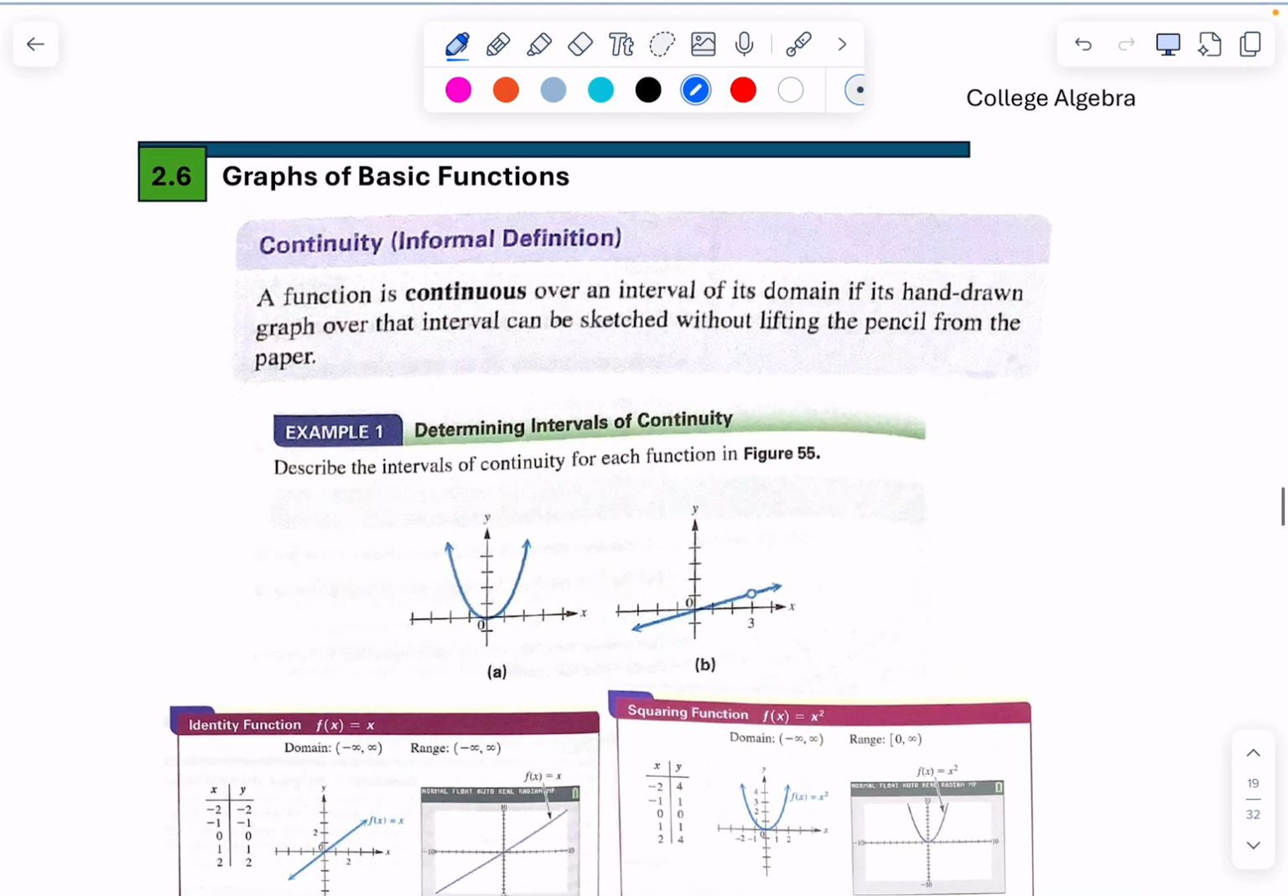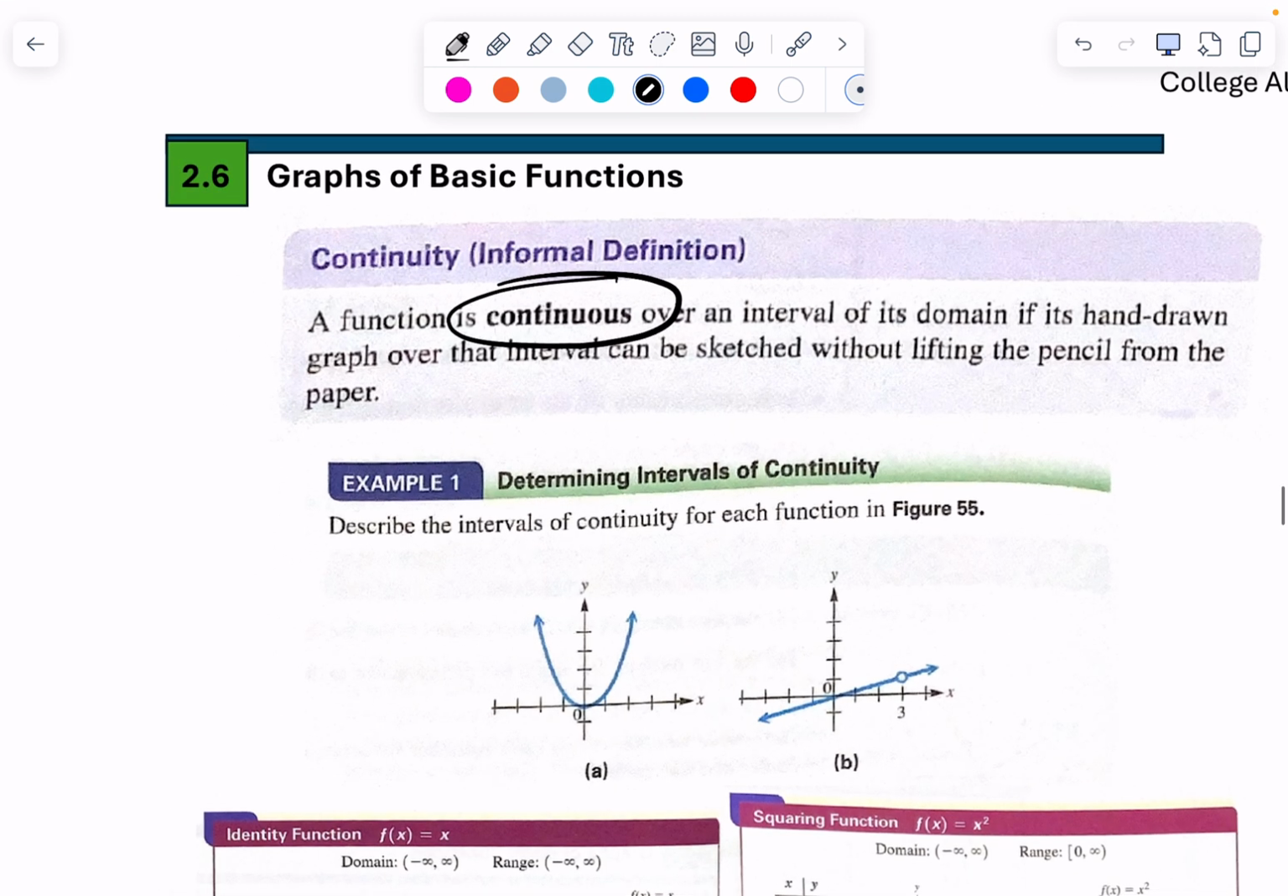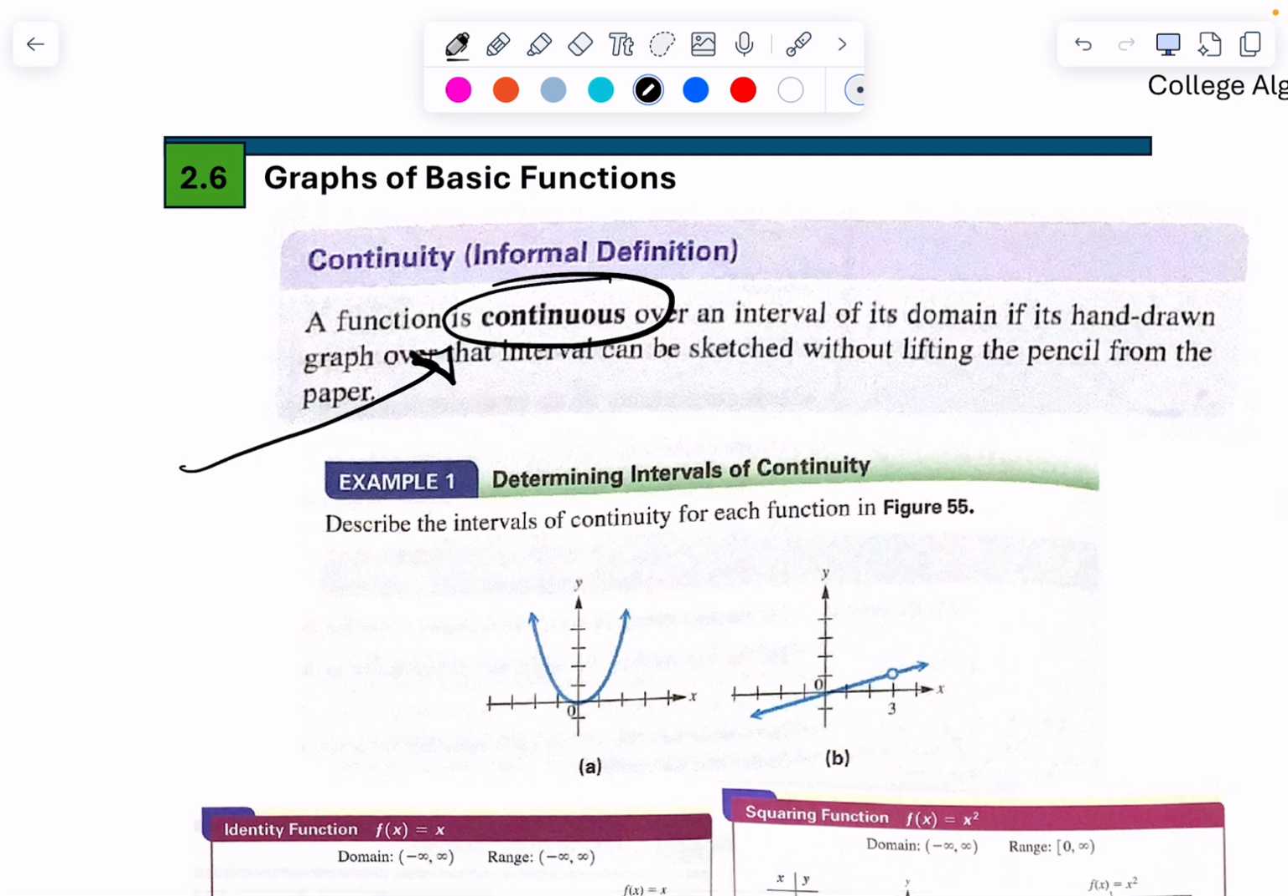The first thing it talks about, though, is continuous functions. Continuous means it doesn't have any holes or breaks or jumps. So three things that can make a function not continuous: a hole in the function, like you see here, right? There's a hole right there. Or it could have a vertical asymptote. Do we know what a vertical asymptote looks like?